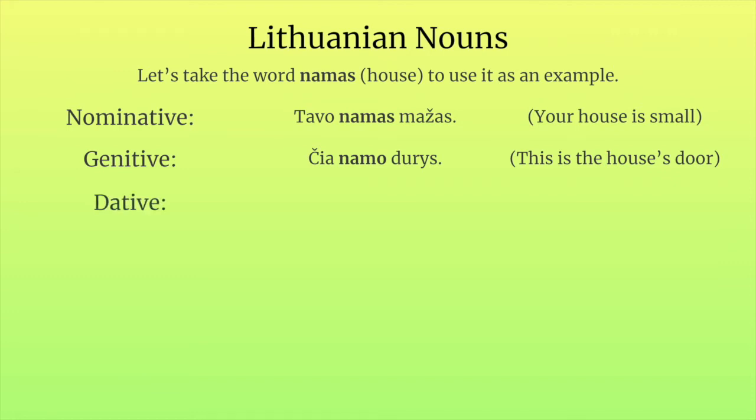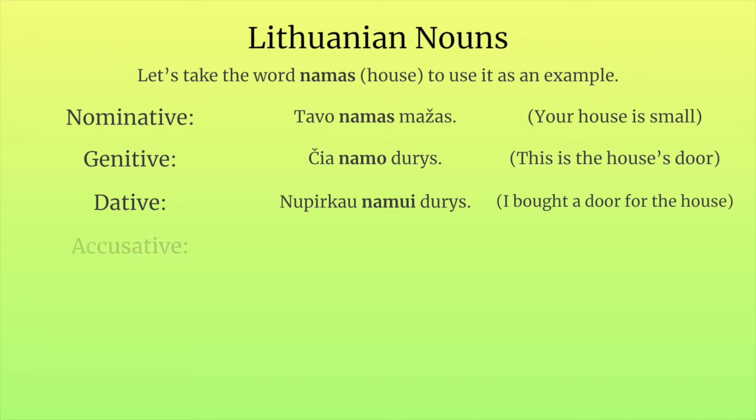Dative. The dative case states that something is brought for something. Nupirkau namui durys. I bought a door for the house. The accusative case. The accusative case can be thought of as accusing something or somebody. Therefore, call it the accusative case. Pardaviau savo namą. I sold what? I sold my house.